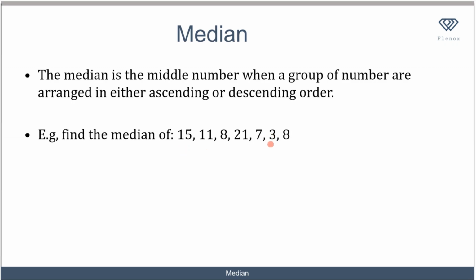So the smallest number here is what? 3. So I write out 3. The next number is 7, so I write out my 7. The next two numbers are these two 8s over here, so I write 8 and 8. The next number is 11, I write that out. Then I have my 15 and I have my 21.